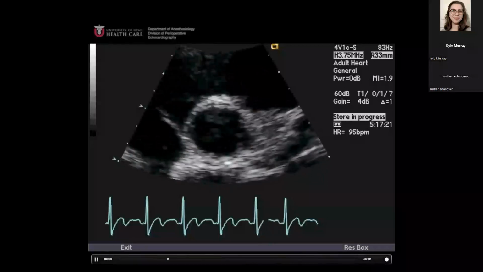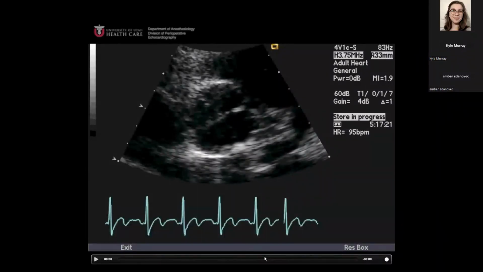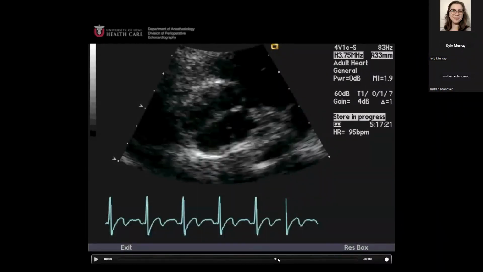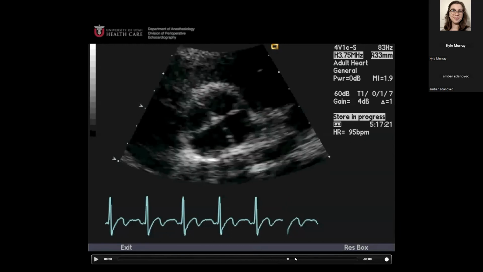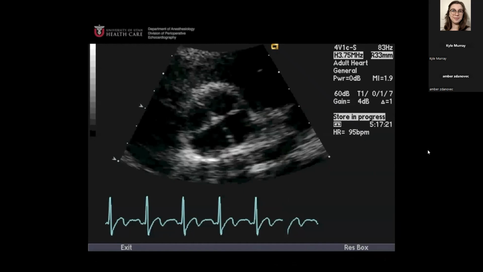Let me see if I can pause it because it's going kind of fast. What do we think? Ooh, right there is maybe a good cut. So this is it closed. Any thoughts? That's hard to say.